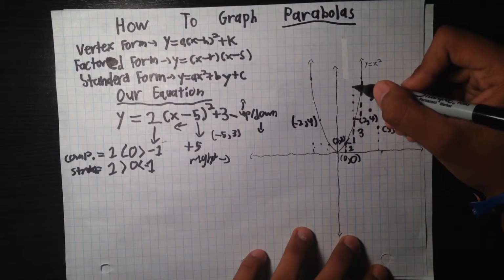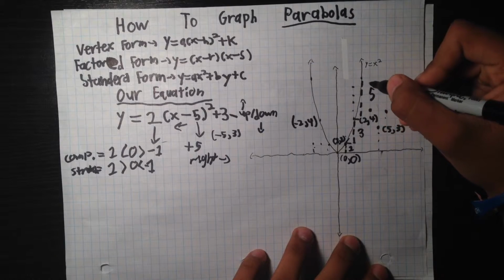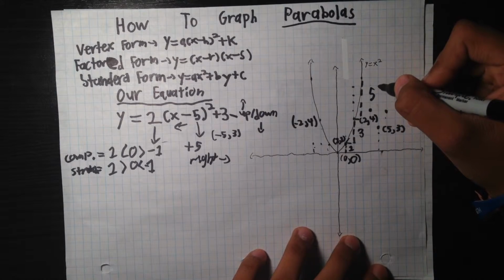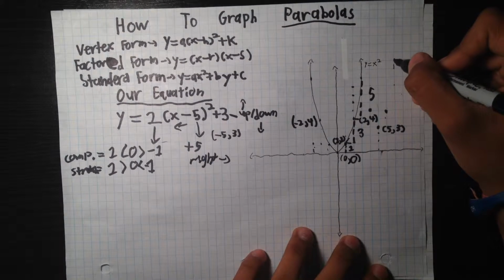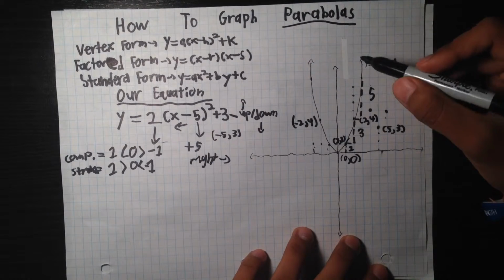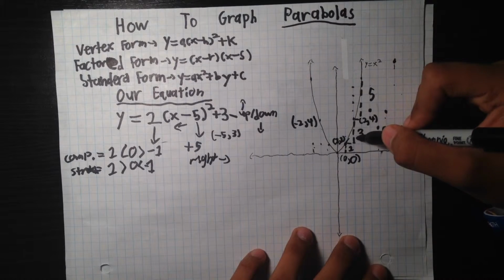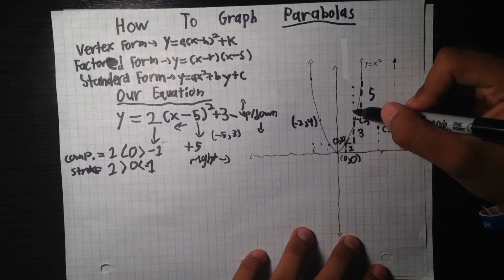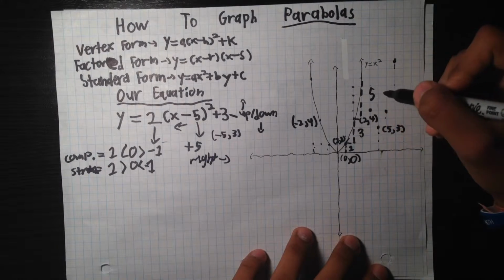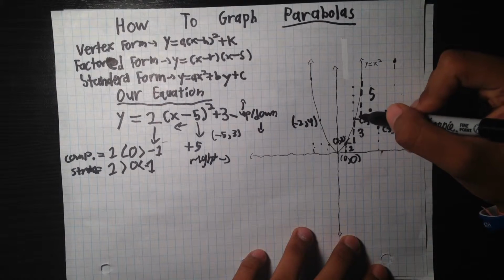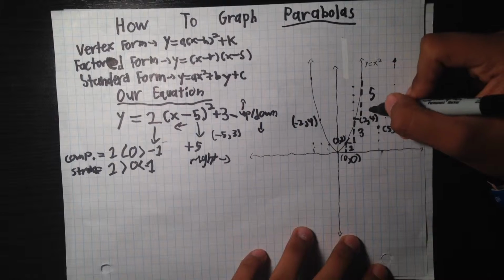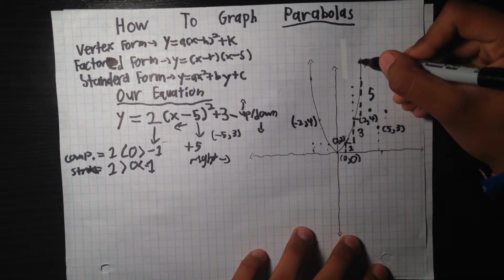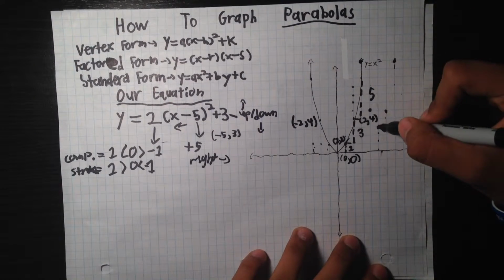And all you got to do is go right by 5 and up by 3. So 1, 2, 3. Oh, 4, 5. Go up by 3. 1, 2, and 3. So you go up by that much. Let me see if I'm correct. 1, 2, 3. Yep, that's correct. And as you see, it's symmetrical always, so you just put another point here, and there you go. That is your parabola.